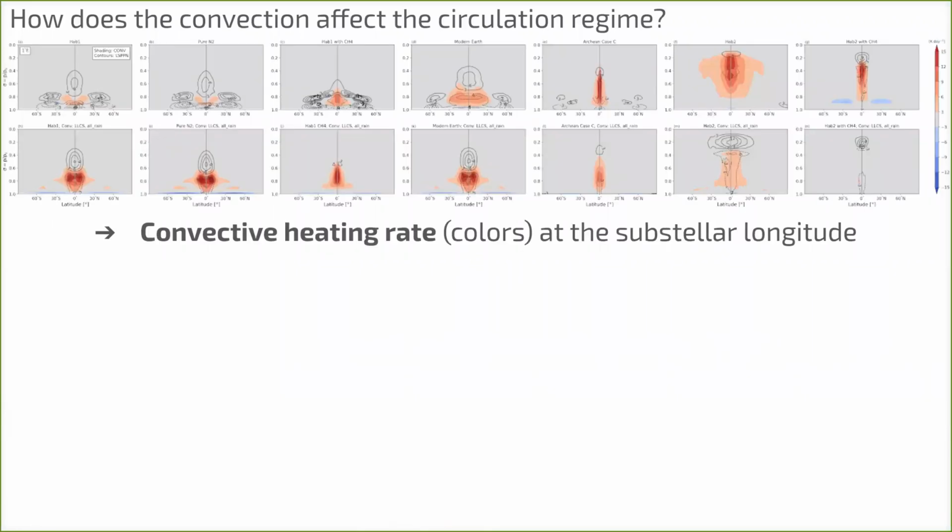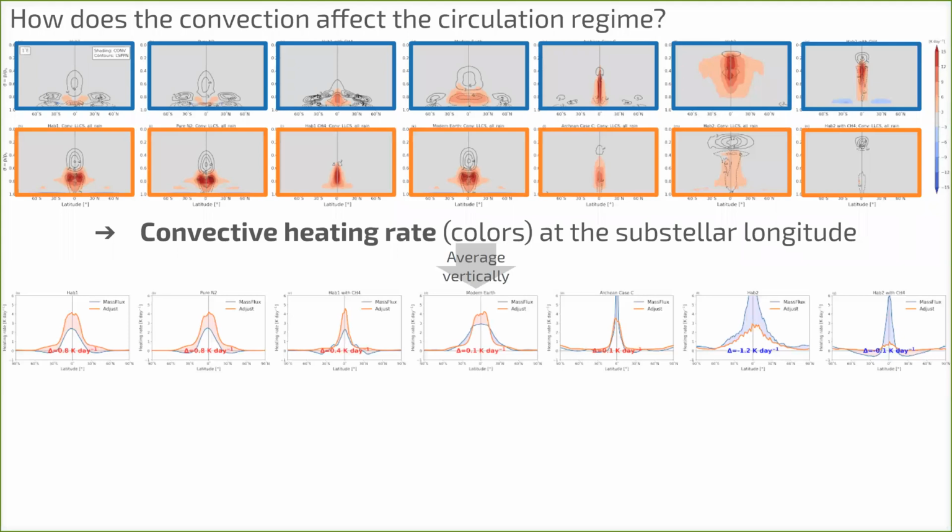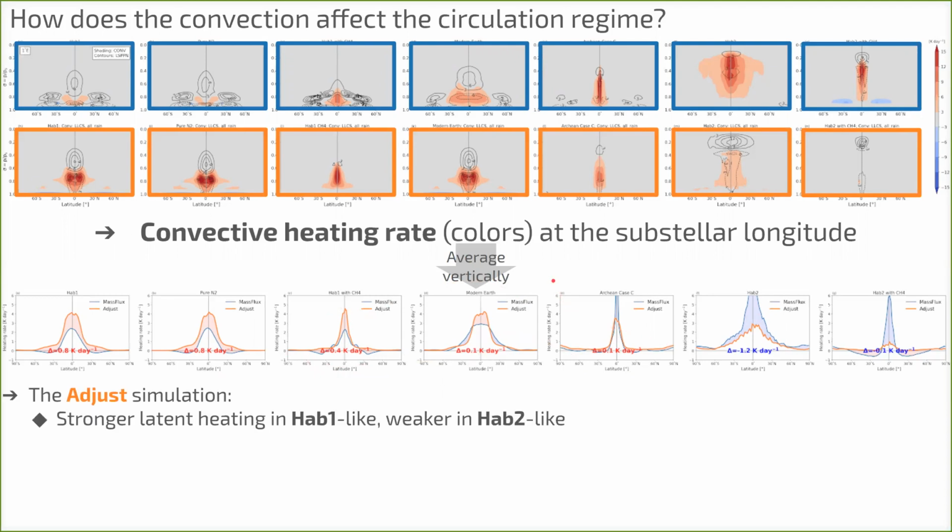We can start to disentangle this by looking at the convective heating rates, which is shown here in colors for each of the simulations. To simplify the plot, we can average them again, but now this plot represents the zonal profile of this latent heating. And this figure shows us that the adjustment convection scheme simulation results in stronger latent heating in the first 5 in the HAB1-like atmospheres and weaker convective heating in the HAB2-like simulations.